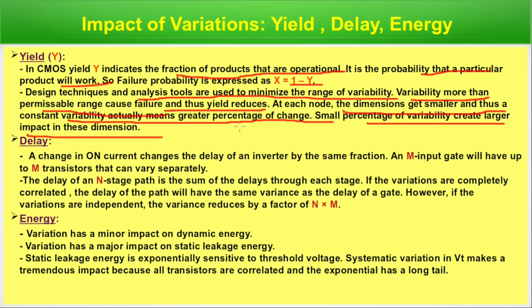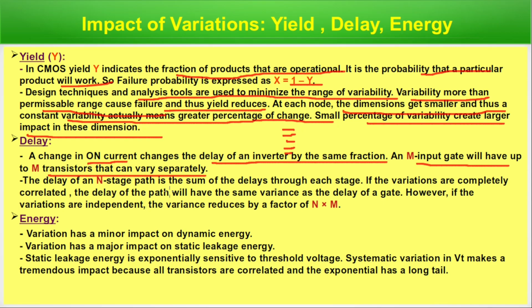Now delay. A change in on current changes the delay of an inverter by the same fraction. An M input gate will have up to M transistors that can vary separately. Suppose a circuit is there where M number of inputs are there. It's an M input gate and M transistors that can vary separately.